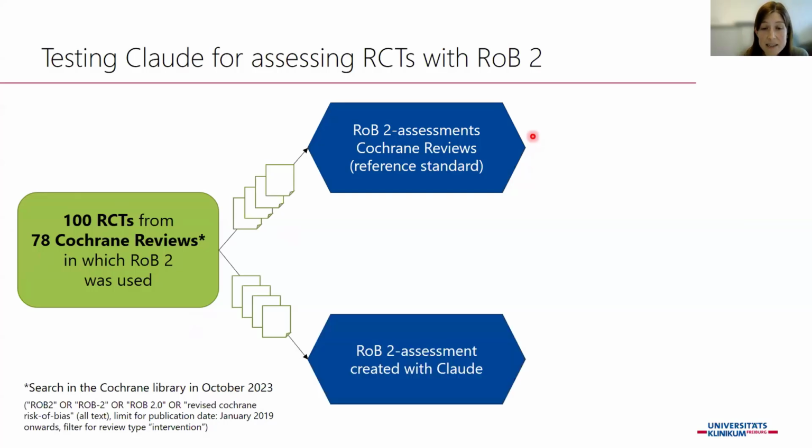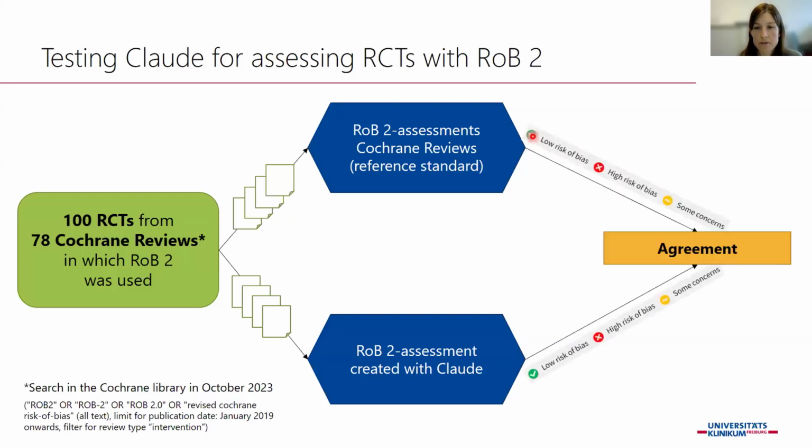What we did next is that we provided the reports of the RCTs, so the studies, to Claude, and instructed Claude to produce risk of bias assessments for these RCTs. The next step was simply comparing the judgments of the Cochrane reviewers with the judgments of Claude. And this was more or less our study design.